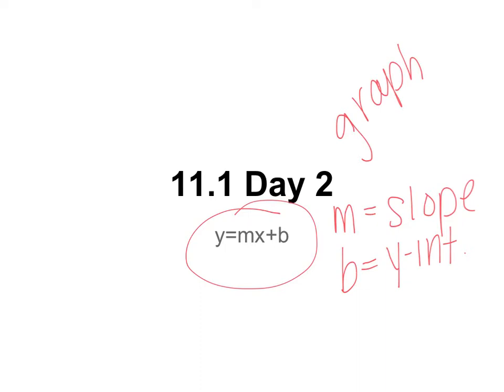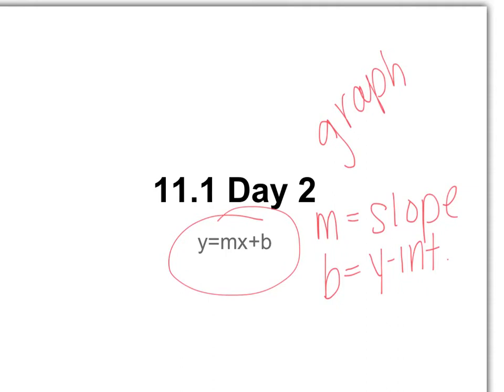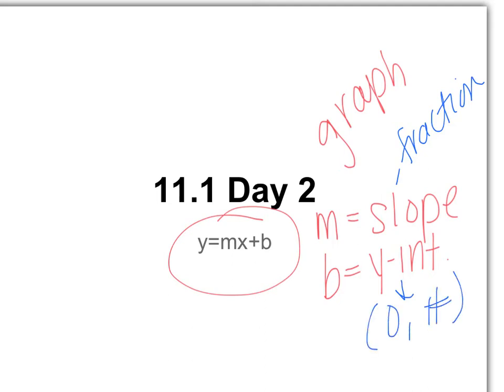For your slope, remember we write this as a fraction or a whole number, never a decimal. And your y-intercept is always going to be 0 and some number. And you graph your y-intercept first.